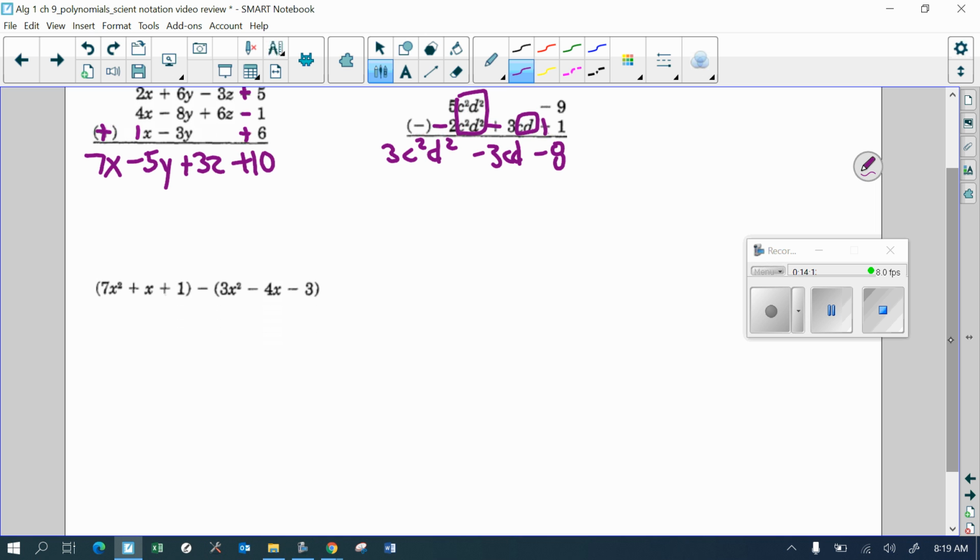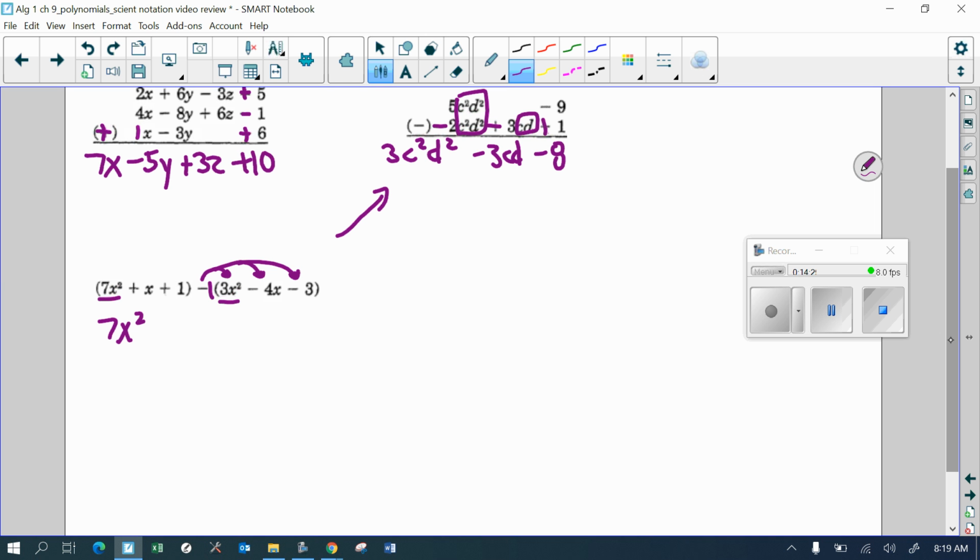Oftentimes, most of the time, it's written like this one. So I have to remember to distribute this negative 1, which means to switch all the signs, which is what we just did up here. But it's usually written horizontally like this. So it really says 7x squared, and I have to find the like terms.